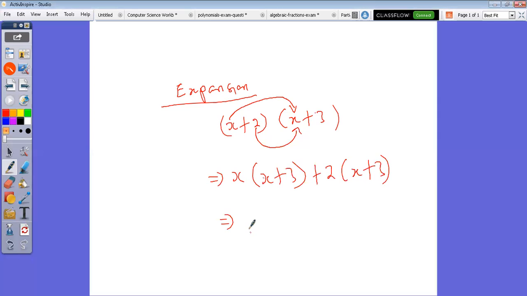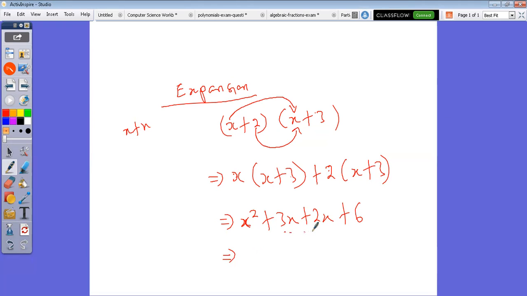Now, can you remove the brackets? Emily, what's x times x? I think maybe it's 2x, something like that. No, not 2x, remember you're adding x plus x. If you multiply x times x, you should get an x what? An x squared, x to the power of 2. x times x is x to the power of 2. Then x times 3 is 3x. Then 2 times x is plus 2x. Then 2 times 3 is plus 6.